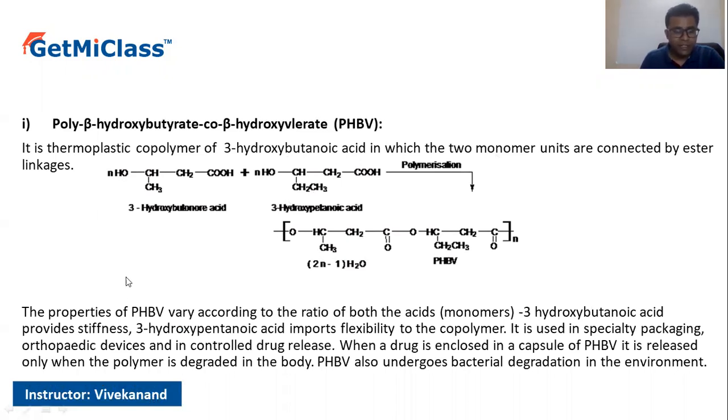Now both of them are going to have certain properties, depending upon how much ratio of 3-hydroxybutanoic acid is there and how much ratio of 3-hydroxypentanoic acid is there. 3-hydroxybutanoic acid is going to give stiffness to this copolymer, while 3-hydroxypentanoic acid is going to yield flexibility to the copolymer.